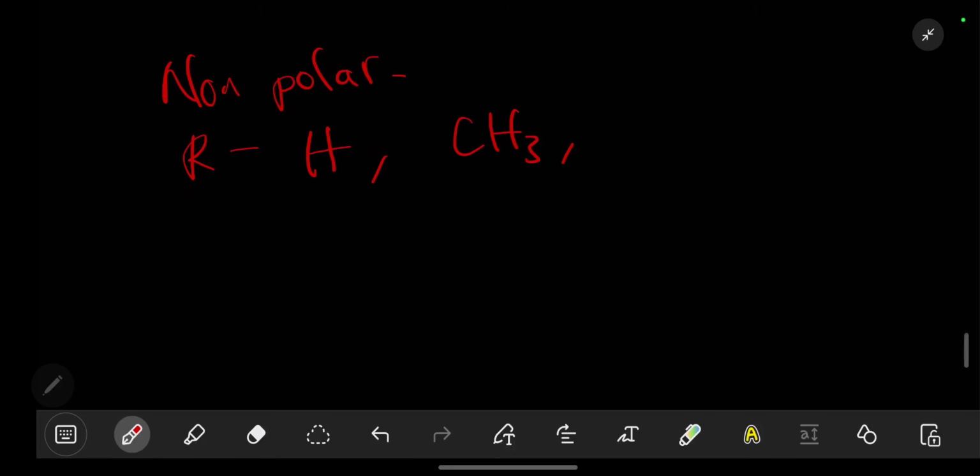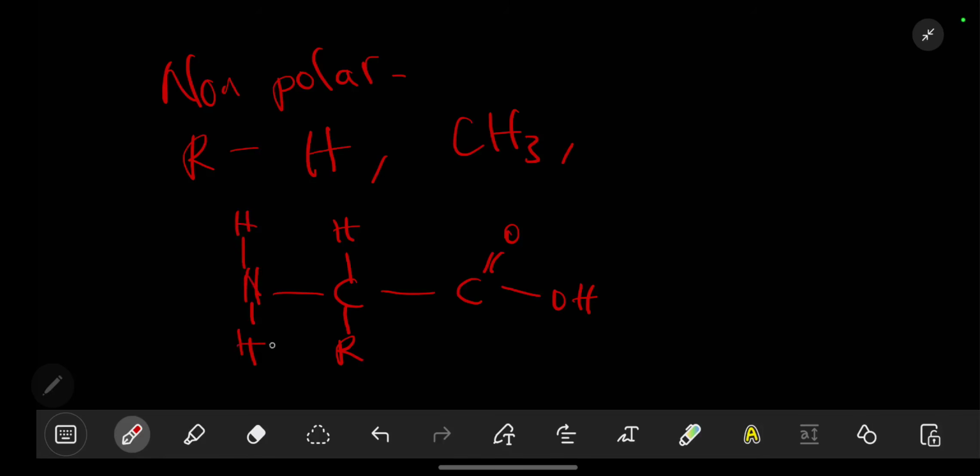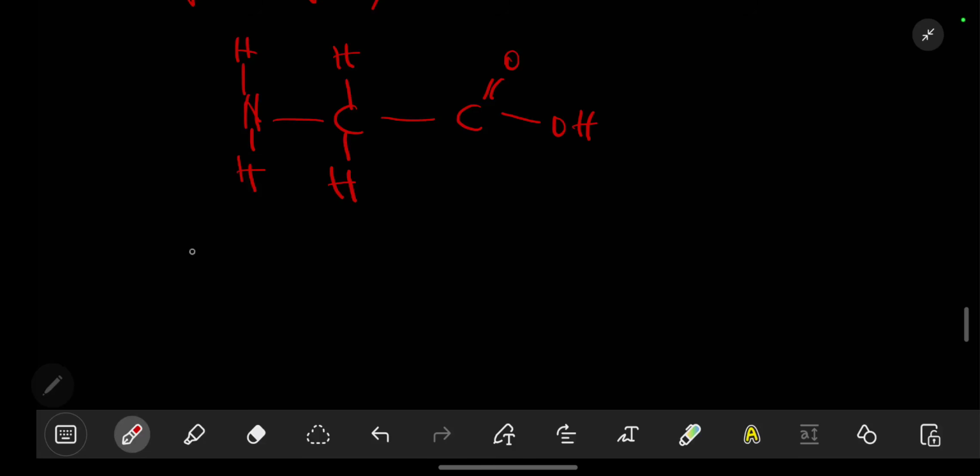So now, if you look at the nonpolar, let's draw a simple structure. Let's say we have C, double bond O, we have OH like that. Then here we have our H, and here we have our R. Here we have our N, H, H. Now for R, if we have H, this is an example of a nonpolar, which we can say is our glycine.